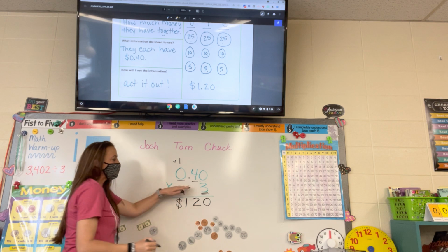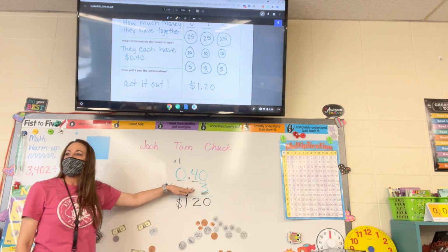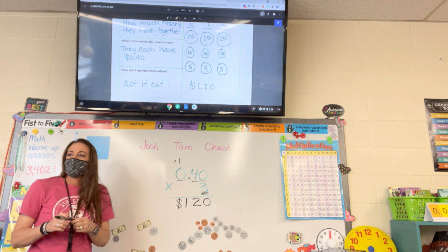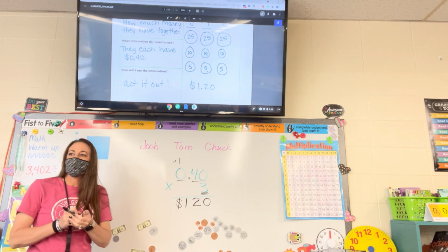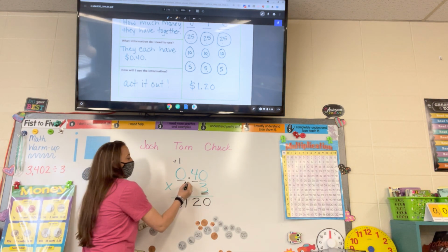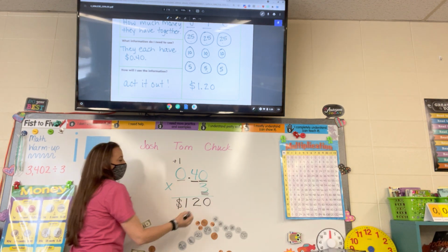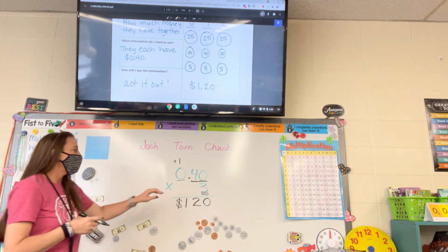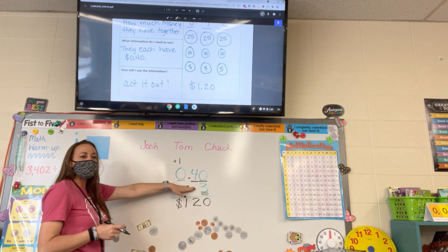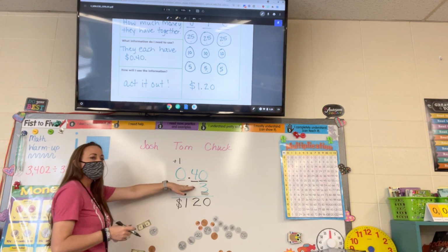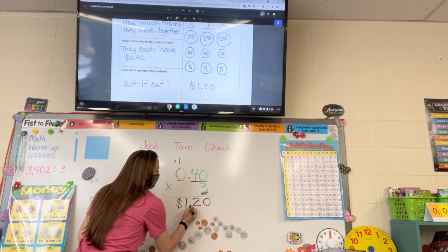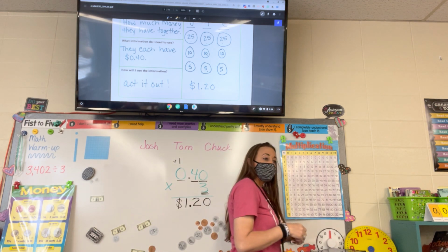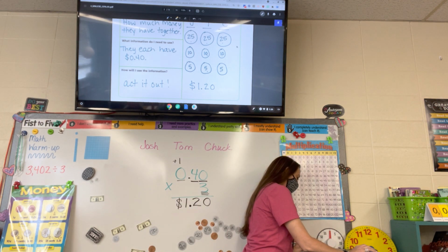Now, if we look at this problem, how many numbers do we have, Waylon, following the decimal point? 1, 2. Are you paying attention back there? Okay, so if we have 2 numbers following the decimal point in our problem, Reese, we also have 2 numbers following the decimal point in our answer. Focus, okay?